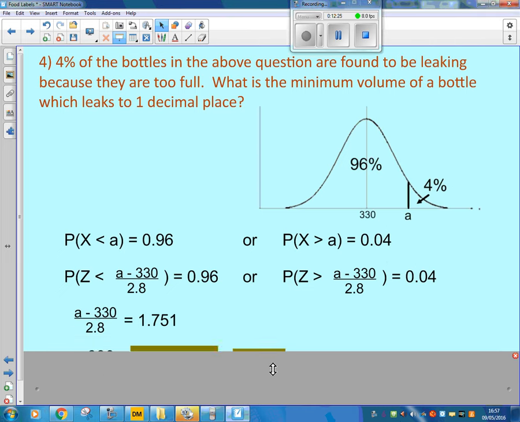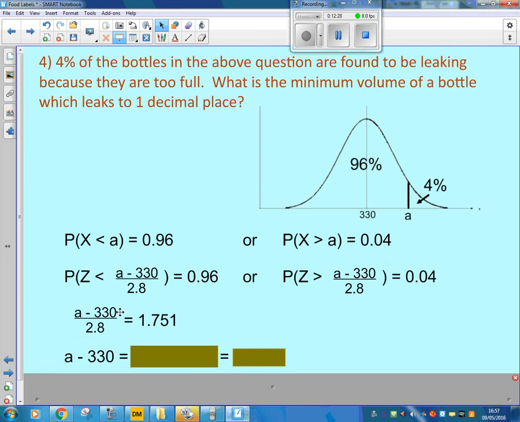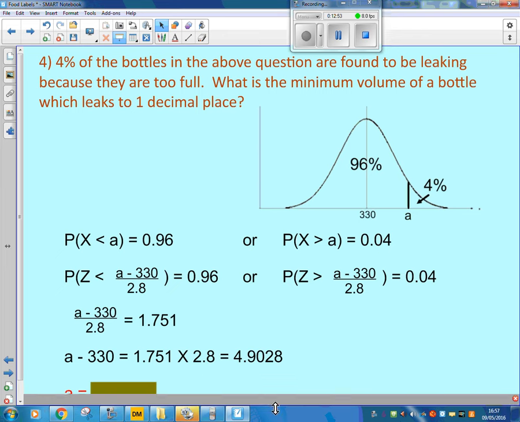And now I've got an equation to solve. So I've got to solve a minus 330 over 2.8 equals 1.751. Incidentally, some of you will have found how to get the 1.751 from tables, from working backwards from tables instead of using the calculator. So here, a minus 330 is divided by 2.8 is that. The opposite of divided by 2.8 is multiply by it. So I multiply it by 2.8. That comes to that, and then I add on the 330, and I'm getting 334.9 about. So to one decimal place, it's 334.9 millilitres is my answer.